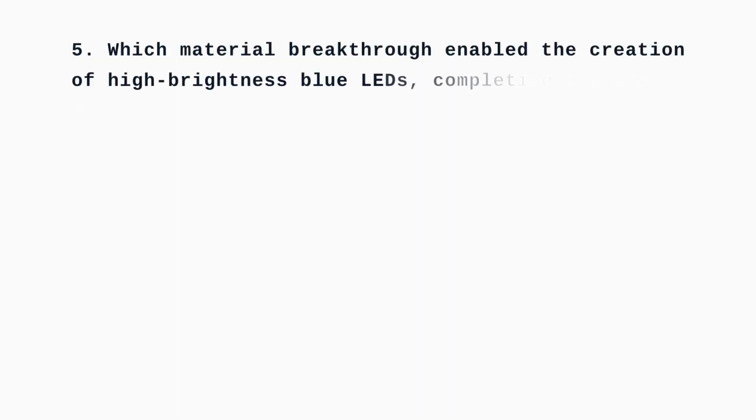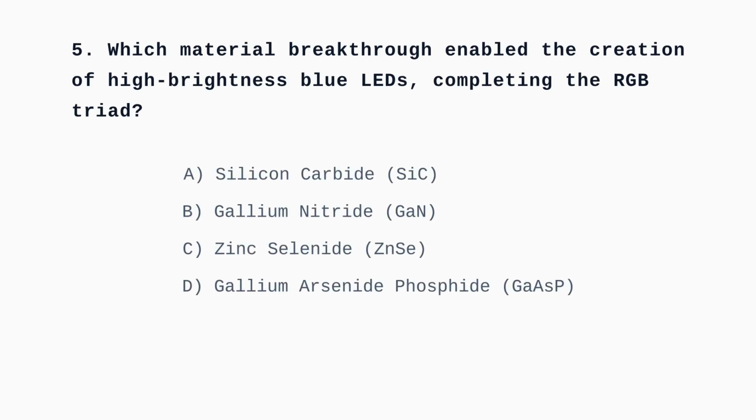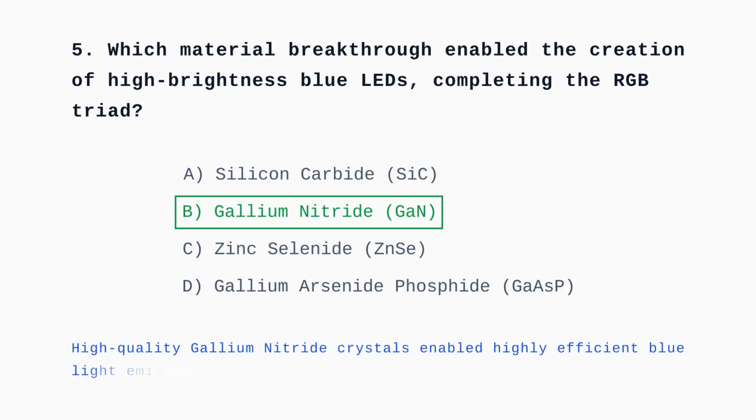Question 5. Which material breakthrough enabled the creation of high-brightness blue LEDs, completing the RGB triad? The fabrication of high-quality gallium nitride crystals, pioneered in the late 20th century, made high-efficiency blue LEDs possible, completing the red-green-blue spectrum.